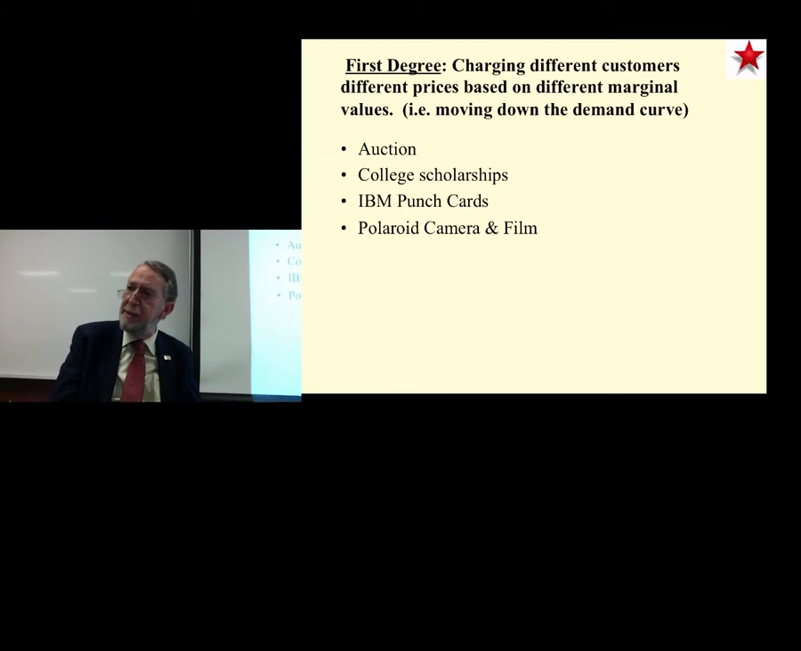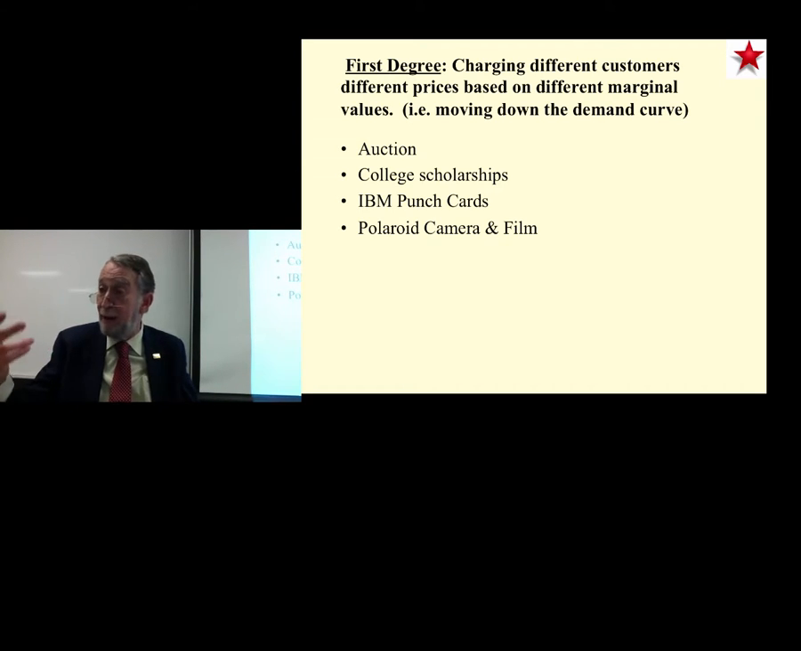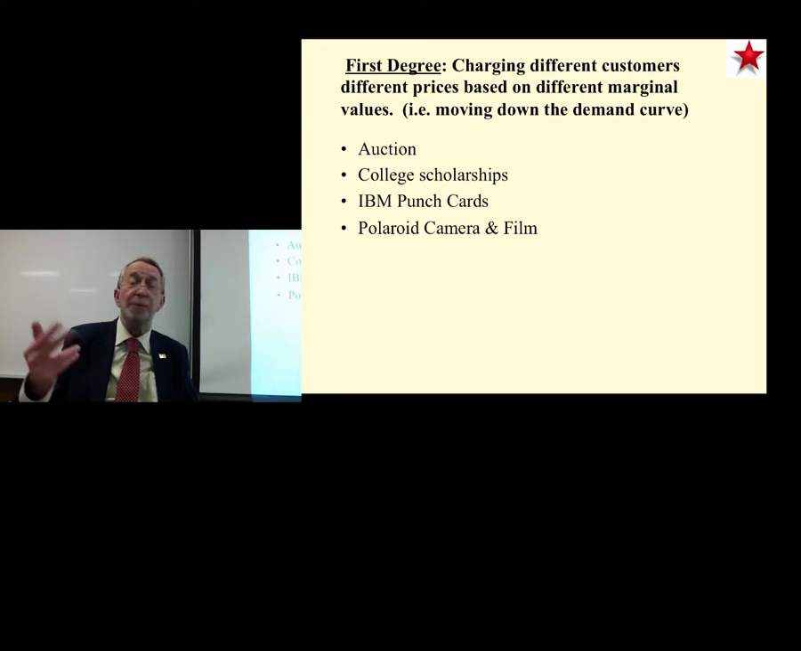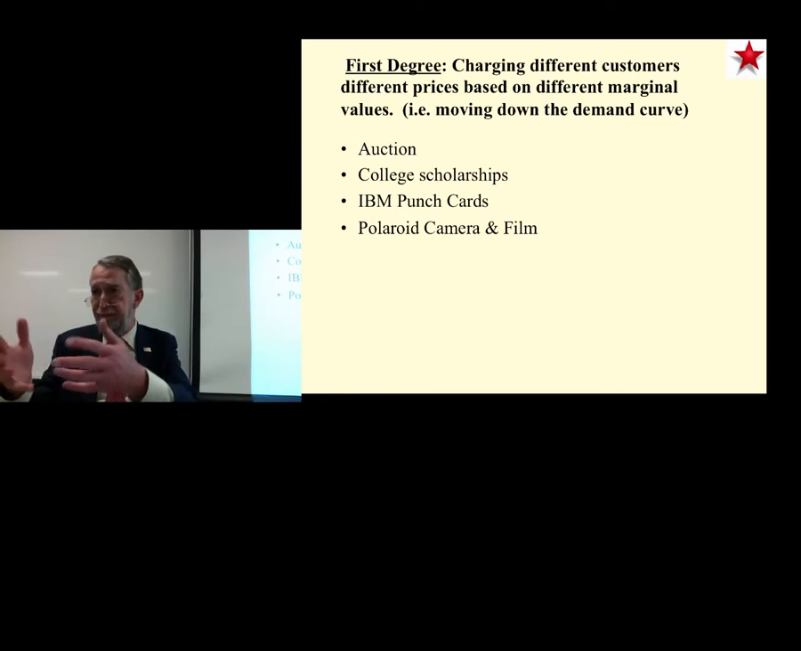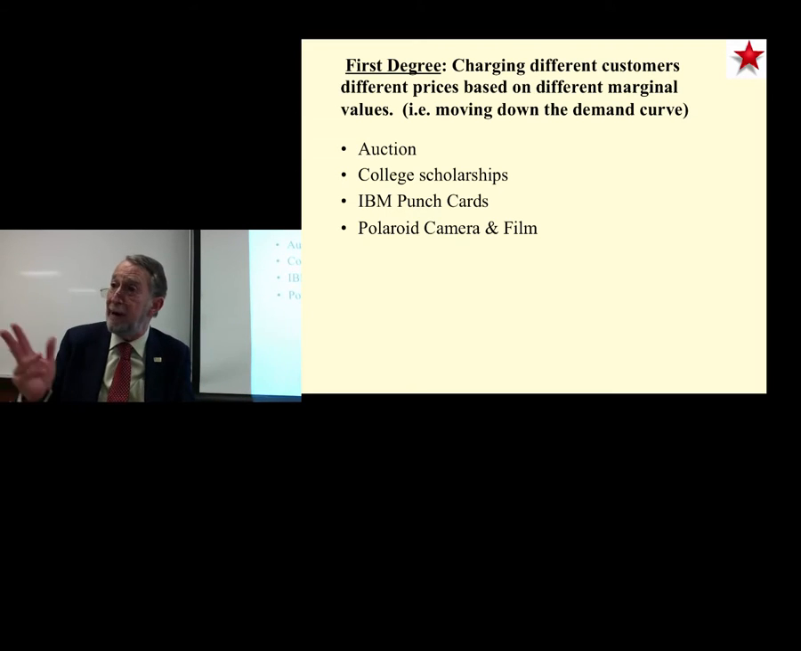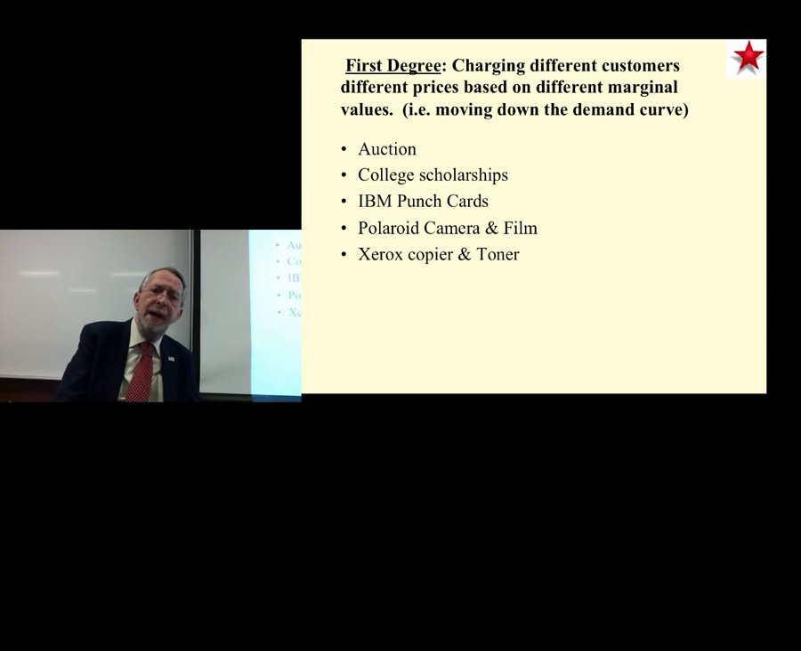And again, the person who uses the camera more intensively has a higher marginal value for the camera, and you're picking it up in the same way. The upcharge is on the film. Sell the camera close to marginal cost, and then put the upcharge on the variable input. Xerox did the same thing with business copiers, and that was that they leased you the copier, but you had to buy the toner from them, and the toner was expensive, and you could use your own paper, but you had to buy the toner from them. It was like a black powder.